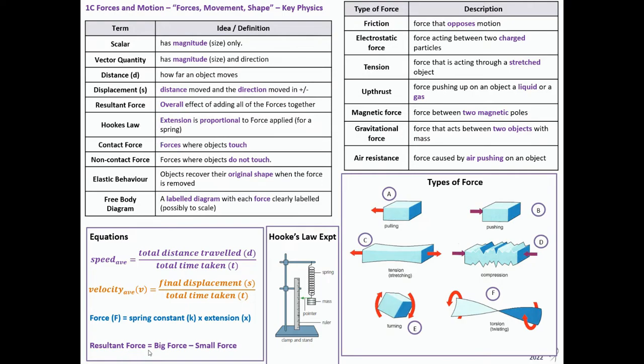A resultant force would just be a big force take a small force. So if we've got two forces acting on an object, we can do one take the other. That gives you size and direction. So there you go, that's forces and motion.